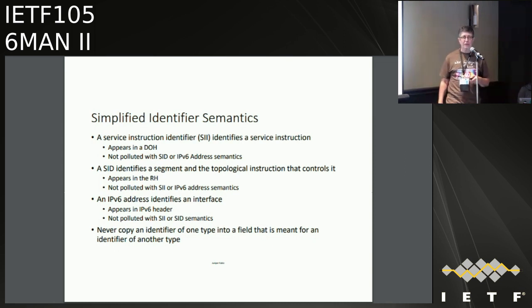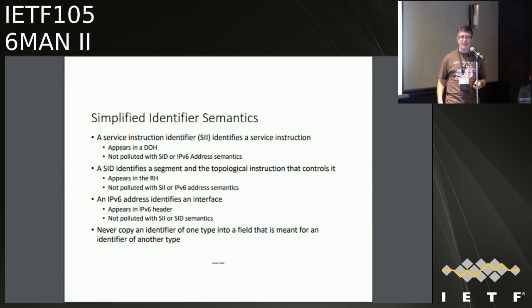We call this SRv6+, but in this formulation, we have simplified identifier semantics. In SRv6 and SRv6+, we have this concept of a SID. We have this concept first of a service instruction identifier. A service instruction identifier identifies a service instruction. It appears in the destination option header, and it's not polluted with SID or IPv6 address semantics. We have a SID that identifies a topological instruction. It appears in the RH and only in the RH, and it's not polluted with SII or IPv6 semantics.